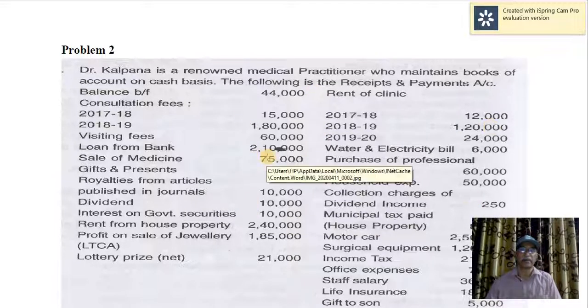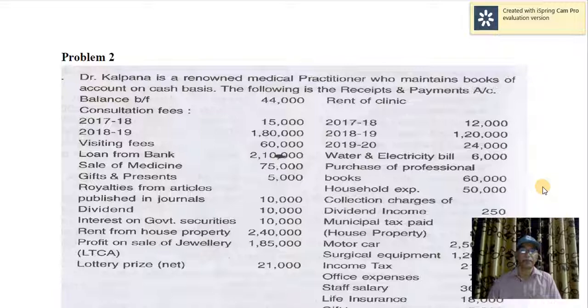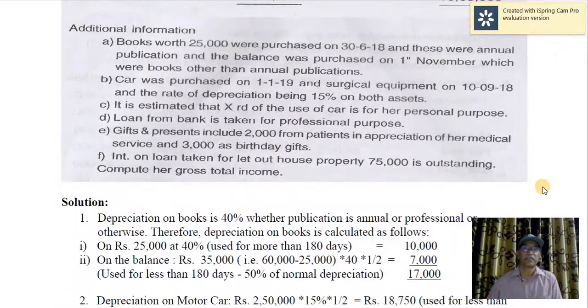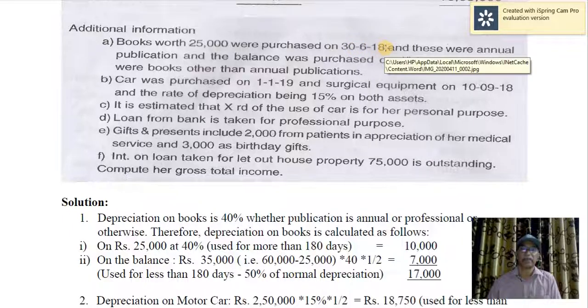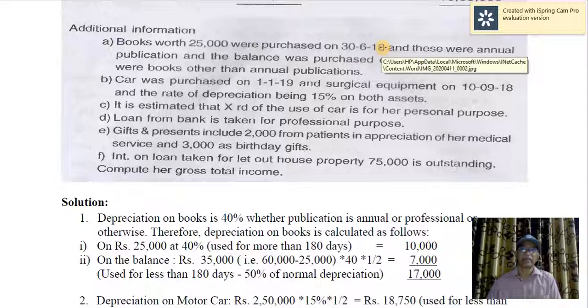First, let us see the additional information given there. See, books worth rupees 25,000 were purchased on 30th June 2018. So that means books are used in the business for a period more than 180 days. How do you ascertain this? Just consider 30th June 2018 to 31st March 2019. If you calculate the number of days in between, that will be definitely more than 180 days. So, normal depreciation should be charged here. If the number of days is less than 180 days, then 50% of normal depreciation should be charged.